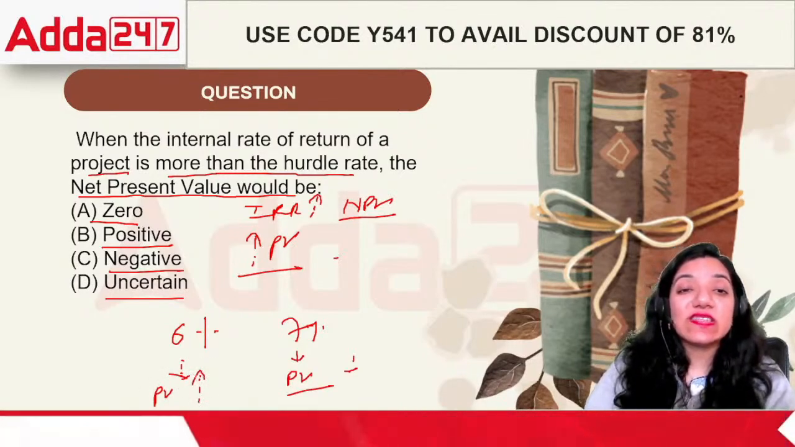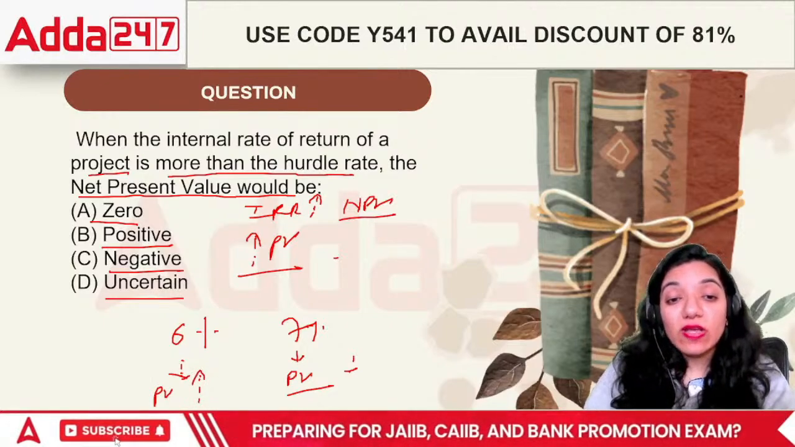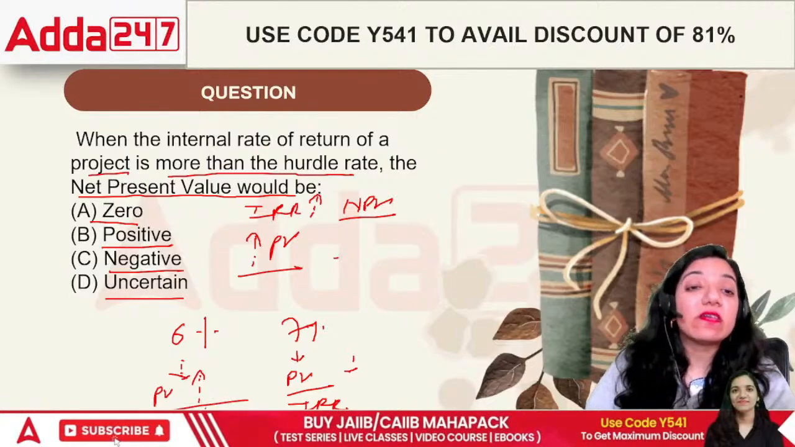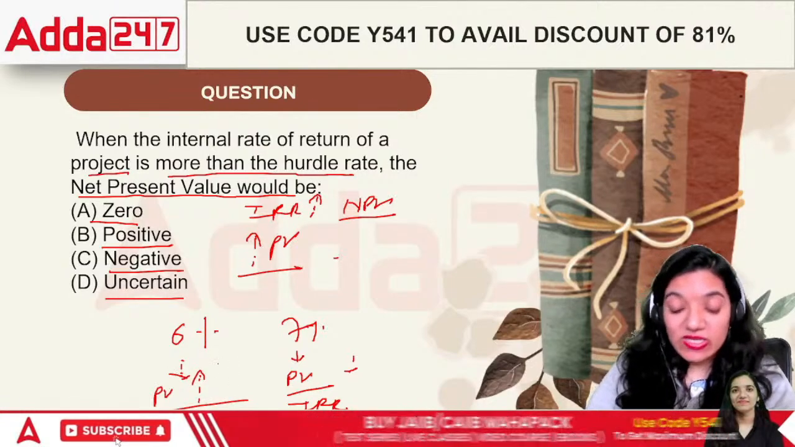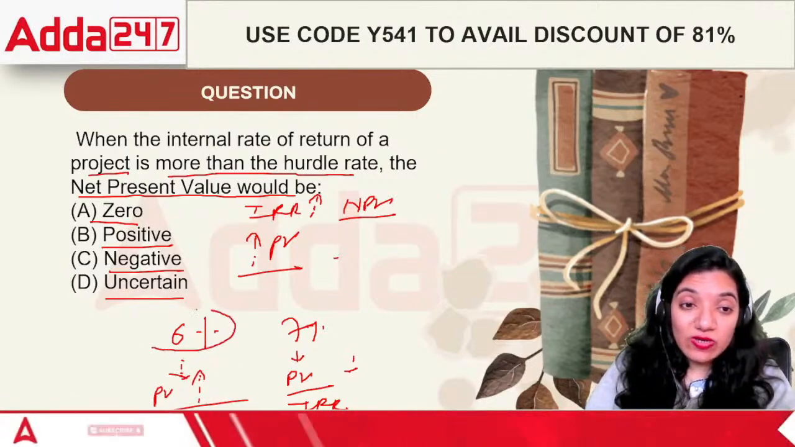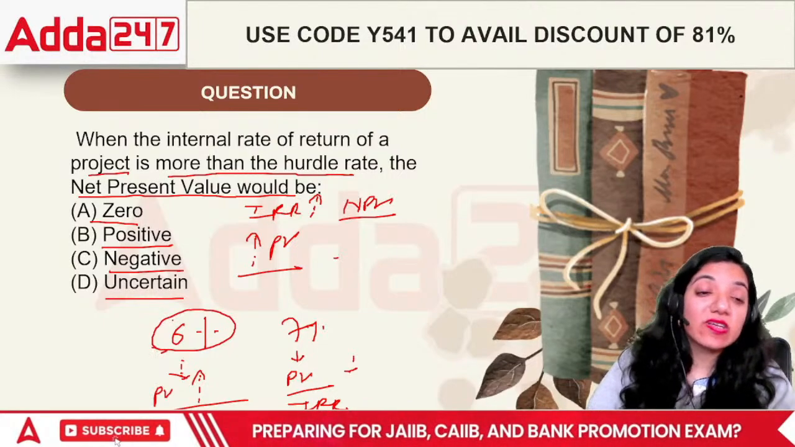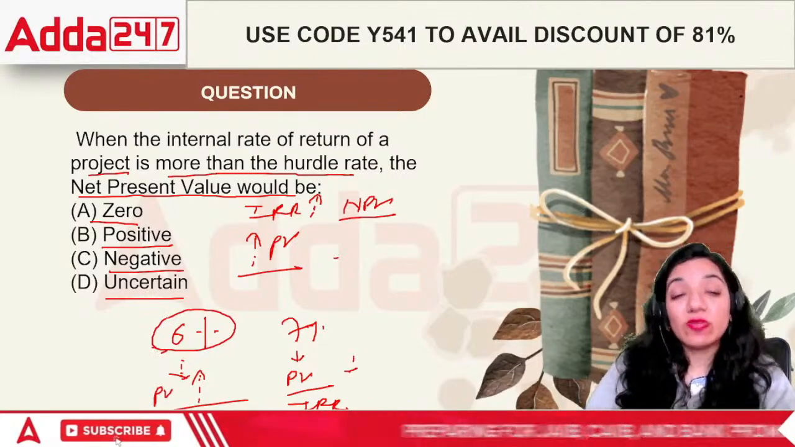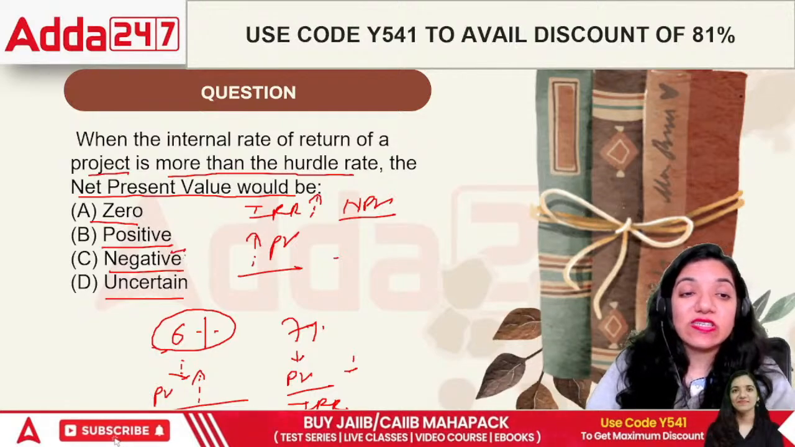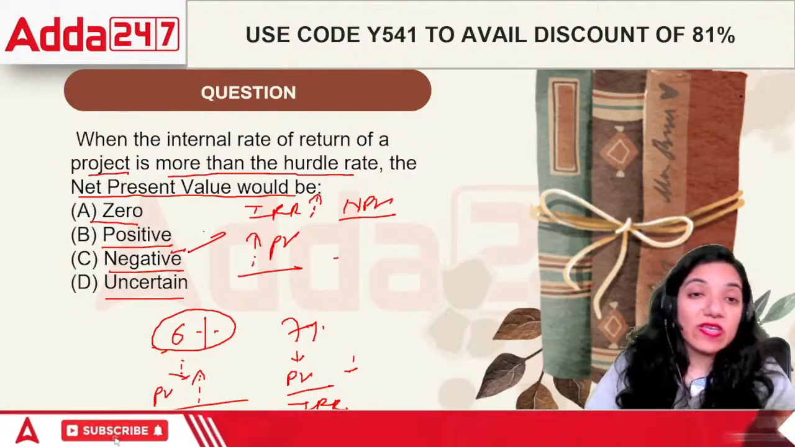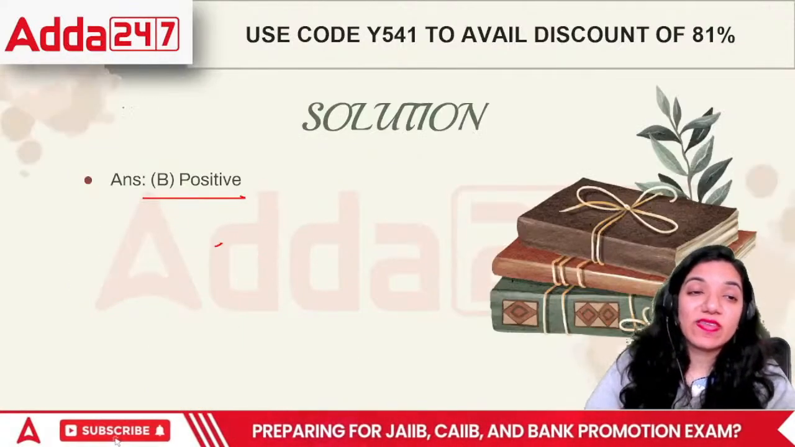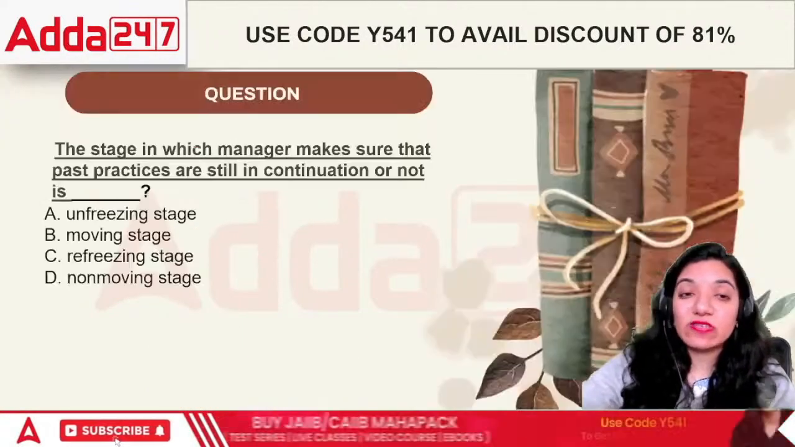So in this case, they are saying that the IRR is more, and the organization is ready to pay at a hurdle rate of 6%. This one would be more beneficial because they are giving more money to the business. This will be positive, not negative. It would be B. That is, it would be positive.